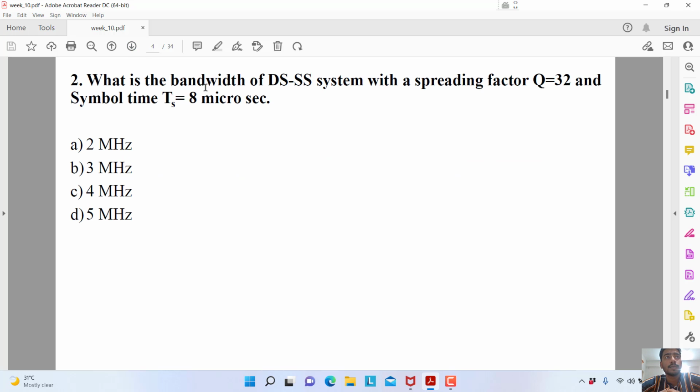Question number two is: what is the bandwidth of the DSSS system with a spreading factor Q and symbol time of 8 microsecond? Here we have the spreading factor Q and the symbol time. You have to calculate the bandwidth. Please try this and try to calculate the bandwidth of the system.